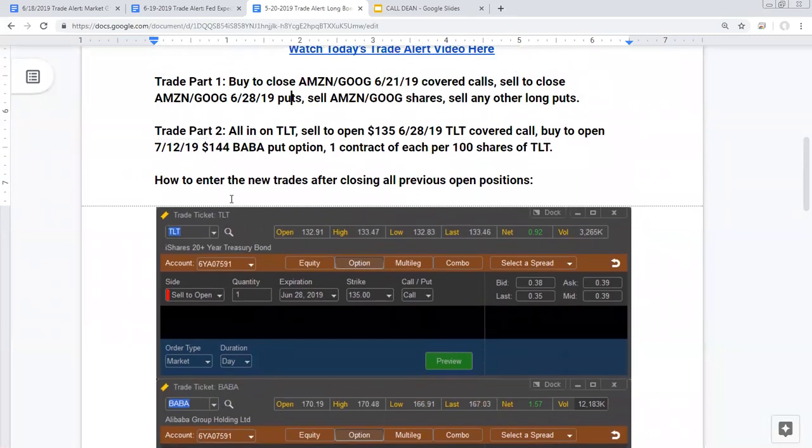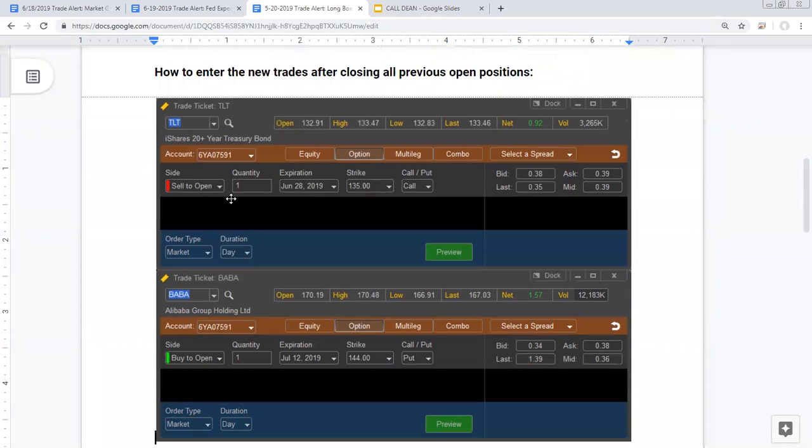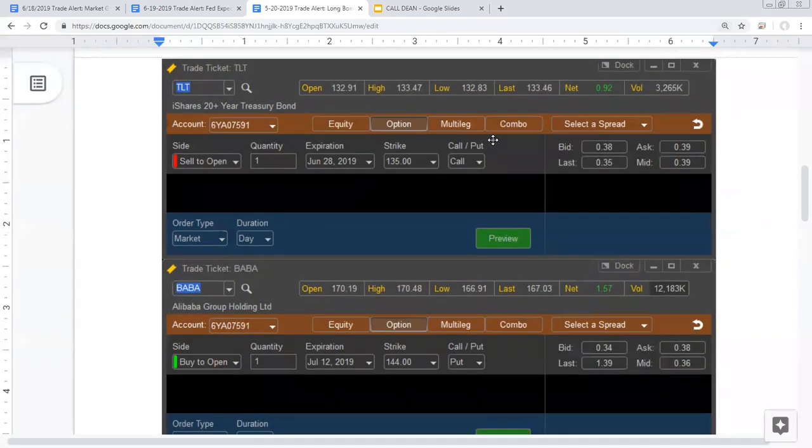This is our trade alert today. Same strategy. We're taking 35 cents with this out of the money covered call on the TLT. So if we look up here, we can see TLT trading at 133.46, and we're agreeing to sell our shares for 135. So that's a built-in profit in this option contract of $1.54. Plus, if we are assigned, then we also get to keep that 39 cents.